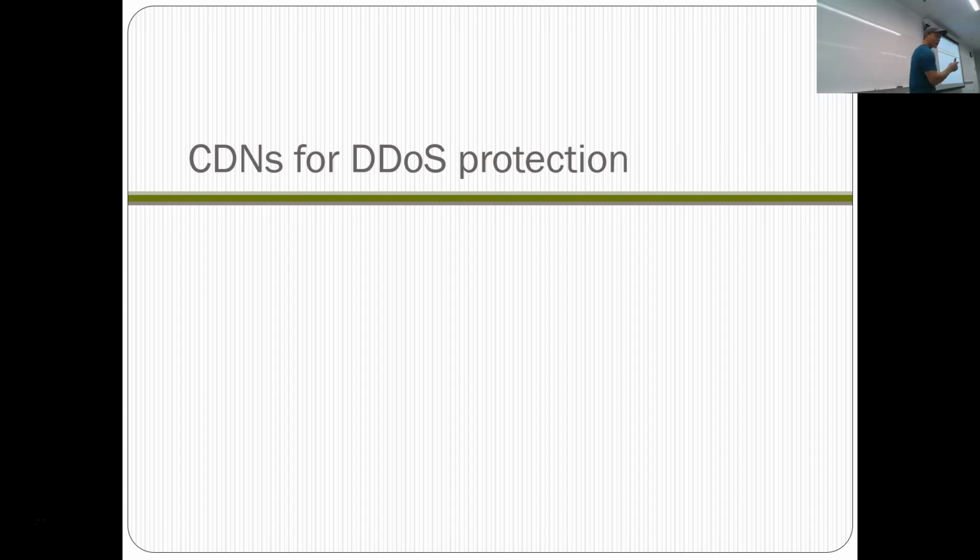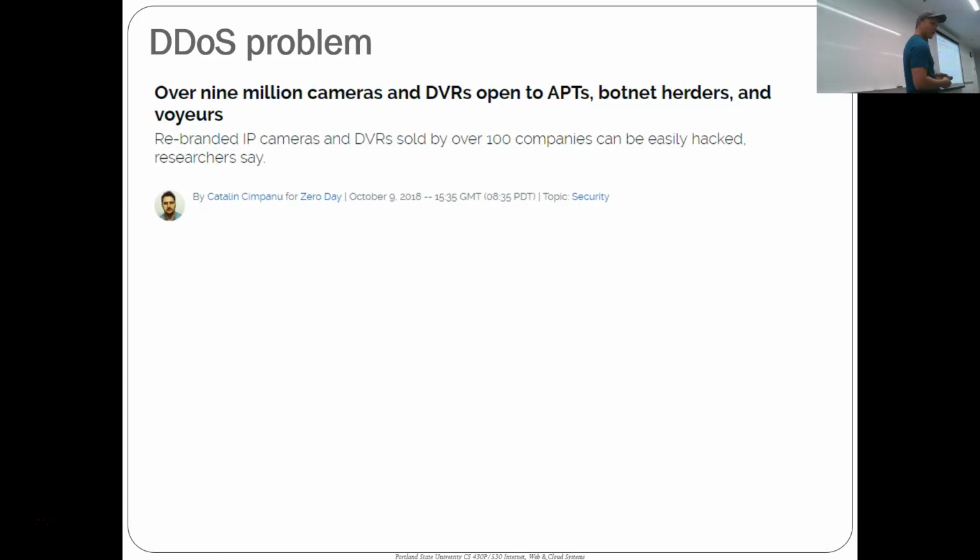Okay, so now I want to talk about CDNs for DDoS protection. They're a little bit different. And this is what Cloudflare does. So we have a DDoS problem. We have people putting stuff on the internet with basically default passwords. And so they're getting owned pretty hard. So this is 9 million cameras that are basically open for people to log into and then use as sources to basically launch denial of service attacks.